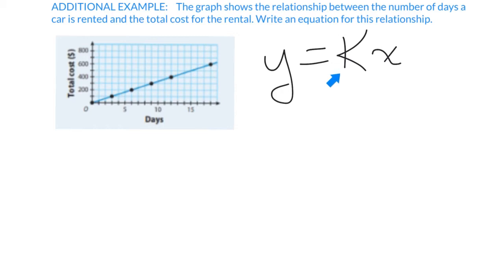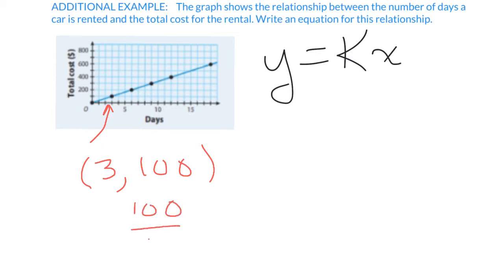We need our constant of proportionality. So let's pull some points. So here, I can see that that is 3 for the x and 100 for the y. So whenever you're trying to find your fraction, your y goes on top, your x on the bottom.